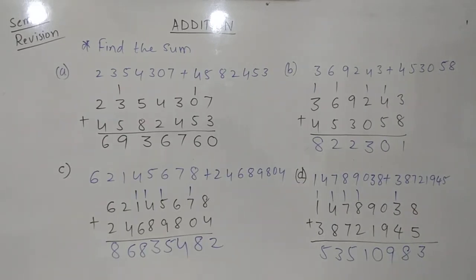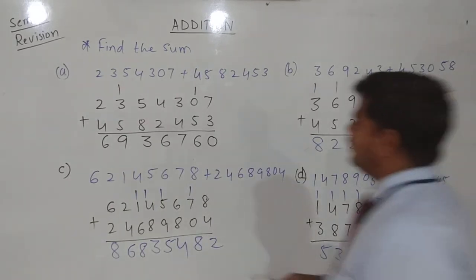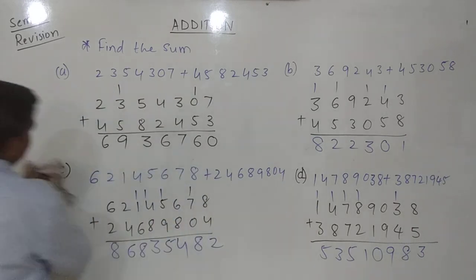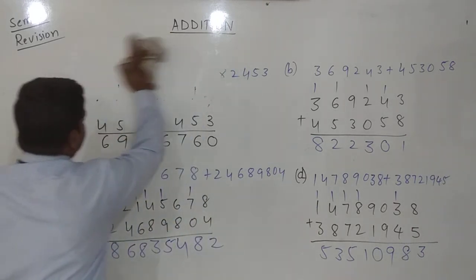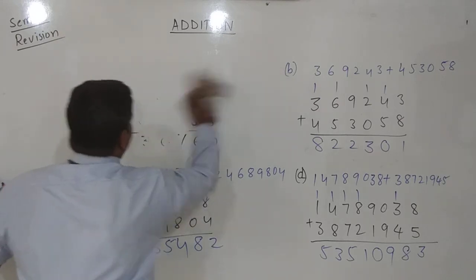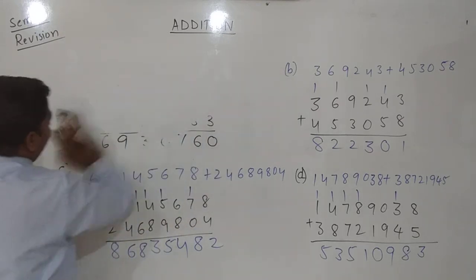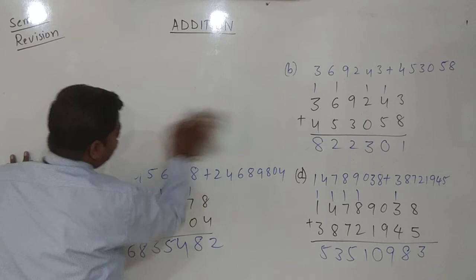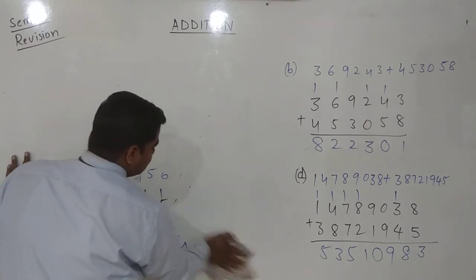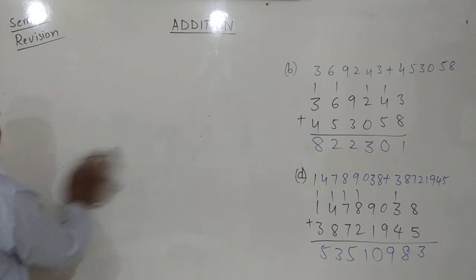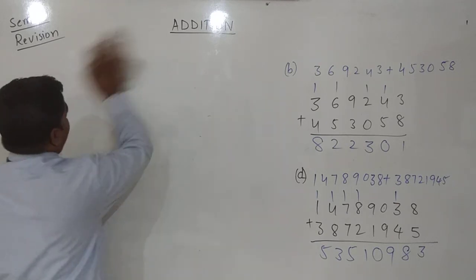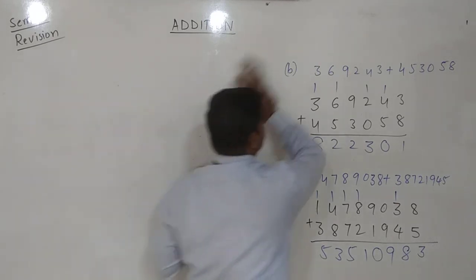Yes, after this we can add the decimal numbers also. Same way, very easy. You should arrange the decimal numbers so that the decimal point is one below the other. Then only we can get the correct answer. Yes, we will see some problems on addition of decimal numbers.